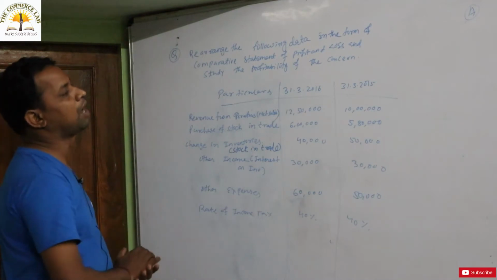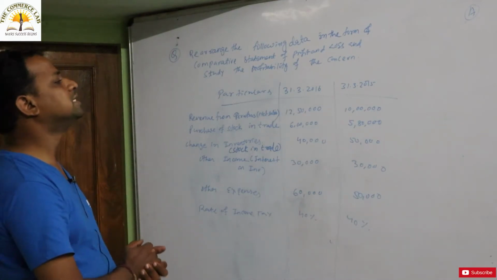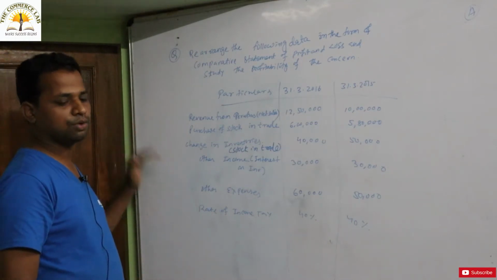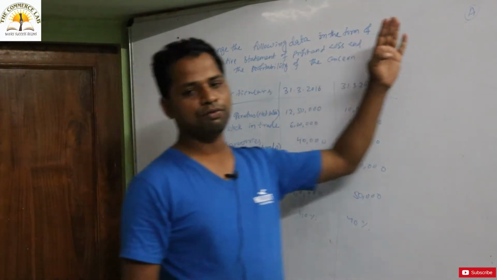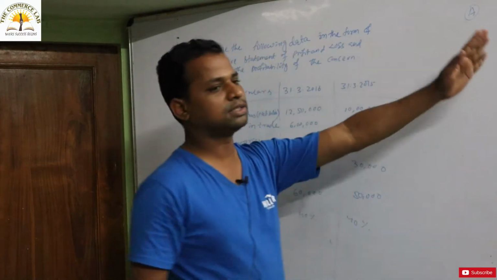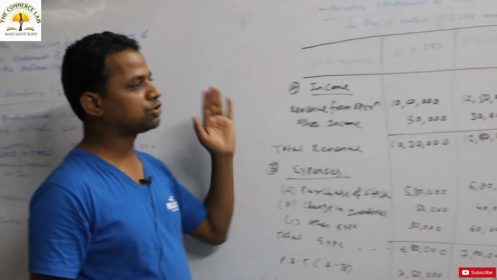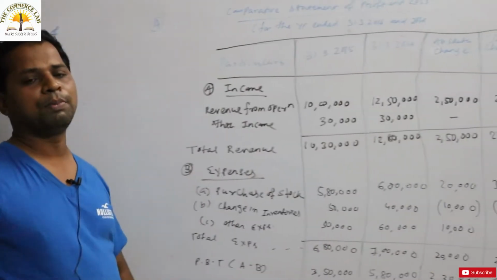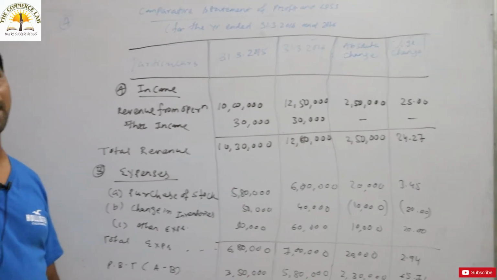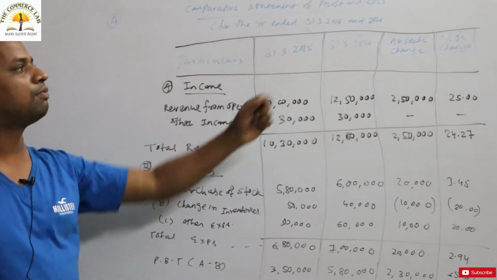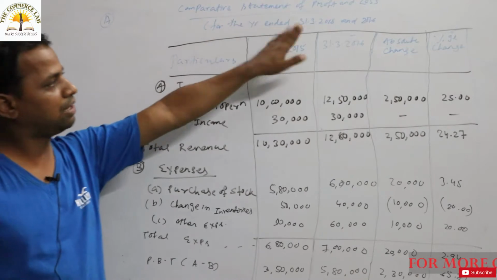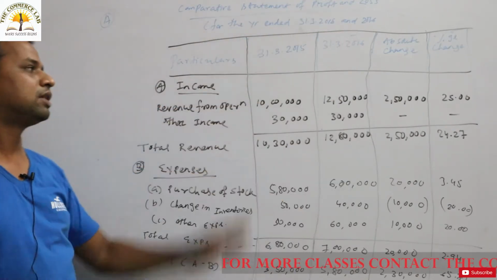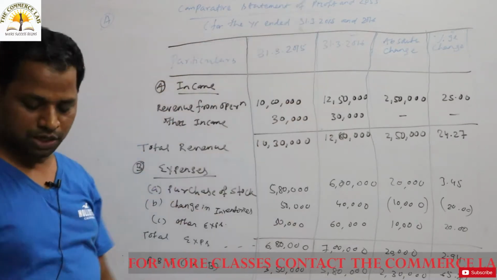You have to prepare the comparative statement of profit and loss account, and you have to study the profitability of the concern. You have to comment on the result. Now we have to see what is the particular solution of this problem. Whenever you are preparing the comparative statement of profit and loss account, you have to write comparative statement of profit and loss for the year ended 31st March 2015 and 2016. Both the years you have to mention.